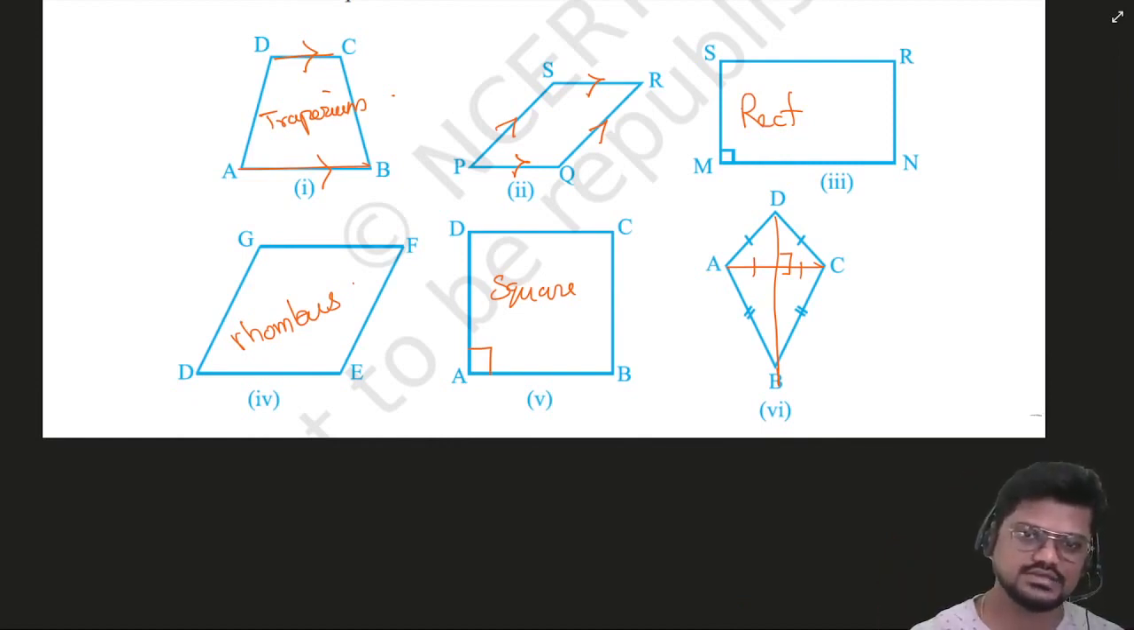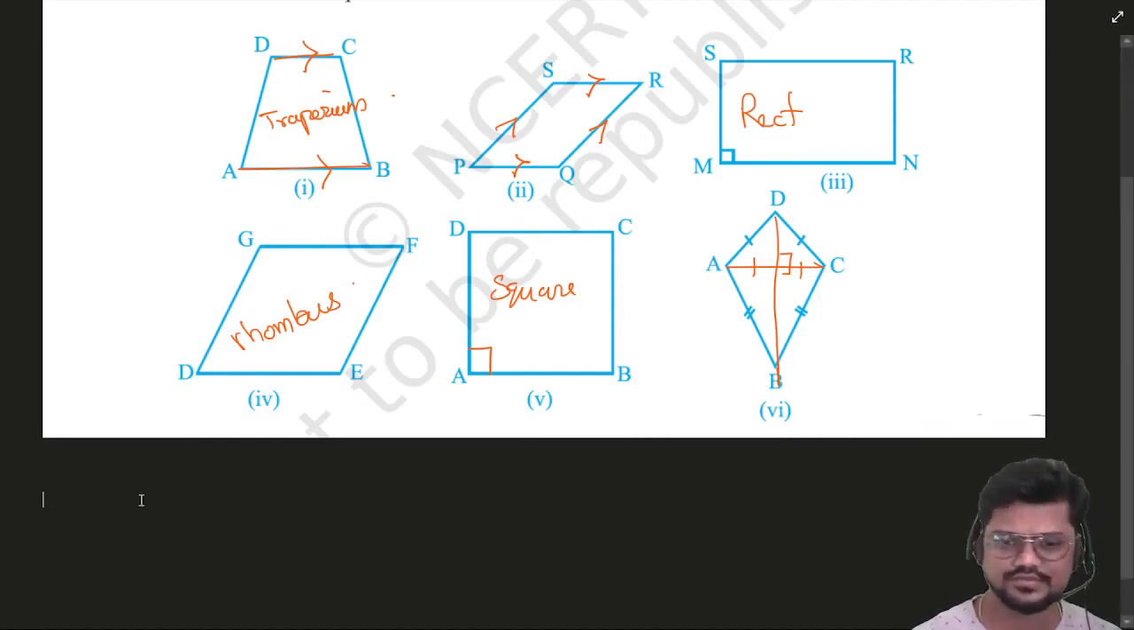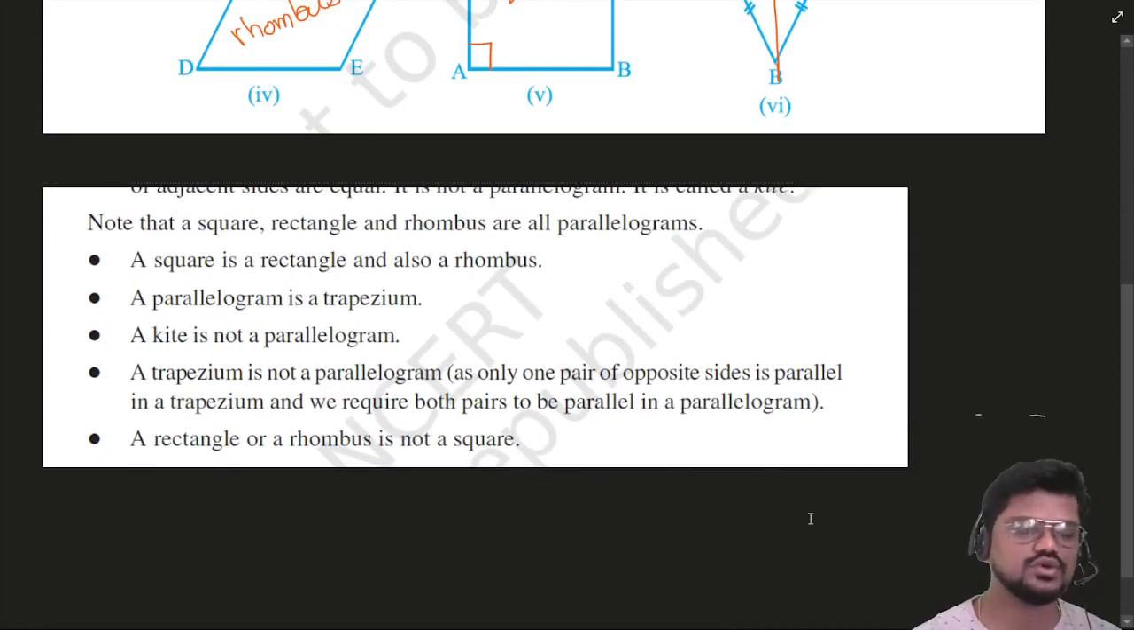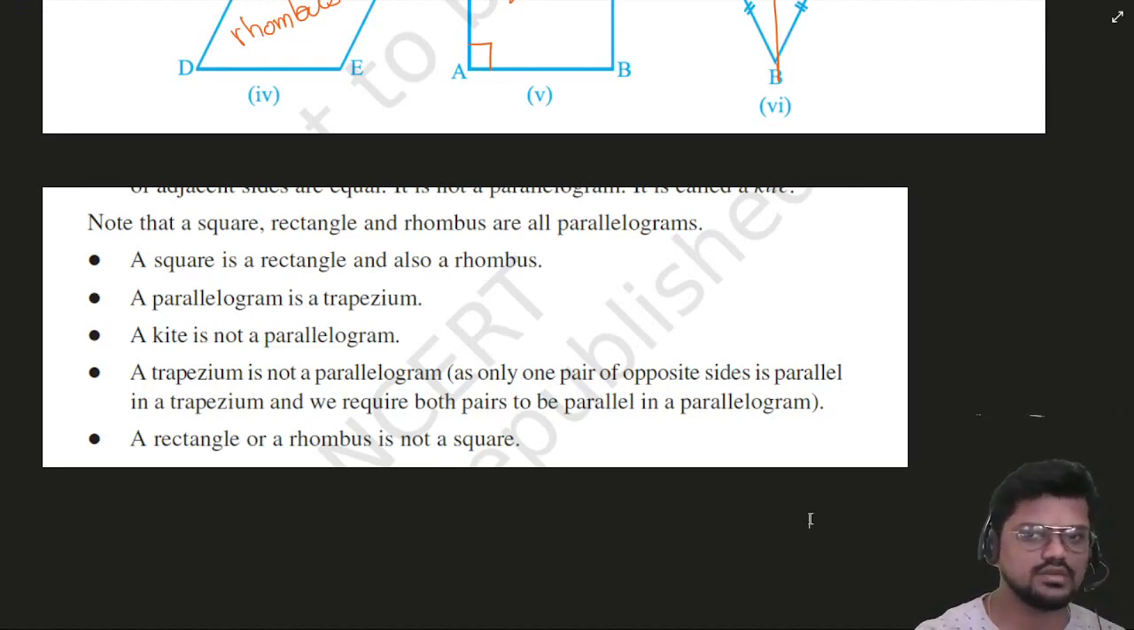Further, the next thing is, there is something which you should know. See over here, this thing. A square is a rectangle and also a rhombus. How can we say that? How can a square be a rectangle? Because its opposite sides are equal and one of the angles is 90 degrees, so it is a rectangle. But how can a square be said to be a rhombus? All sides are equal.